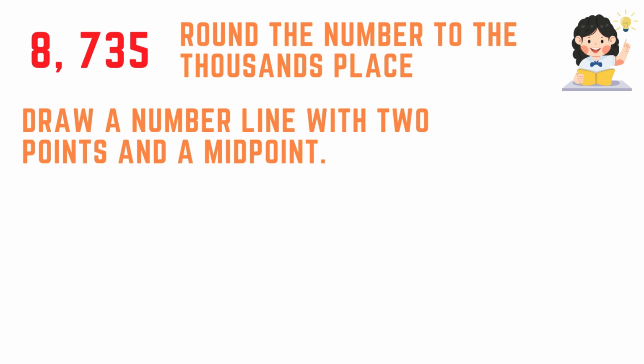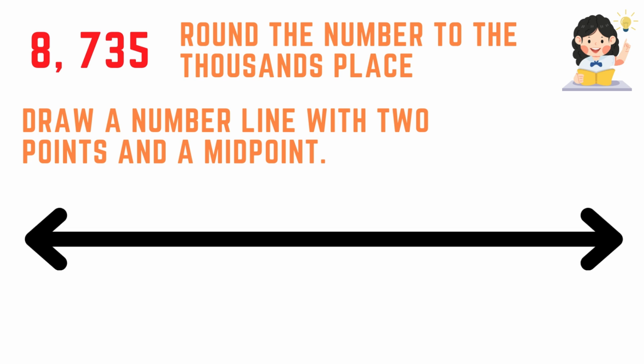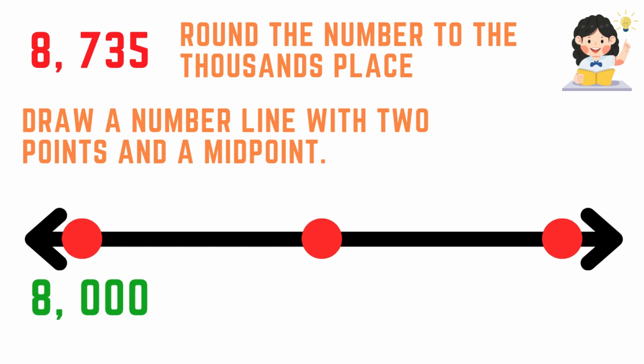Round the number to the thousands place. Our first job is to draw a number line with 2 points and a midpoint. So I have here my number line. The next thing that I will be doing is to add 2 points and, of course, a midpoint. Now, our job is to round this number to the thousands place.